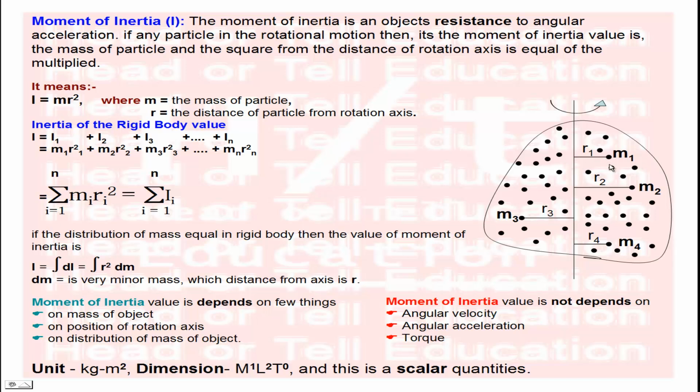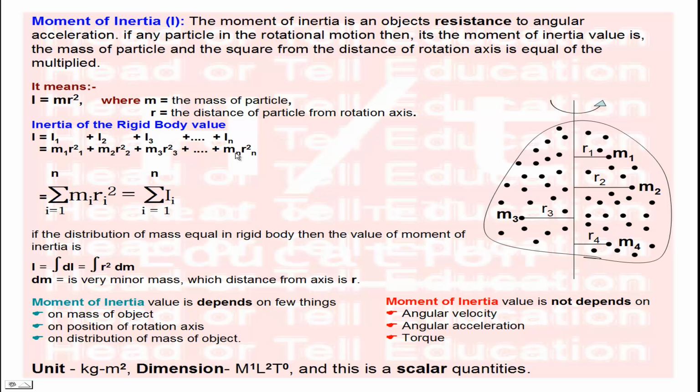Suppose this particle has mass m1 and distance from the axis r1. This is r2 and mass m2, this is r3, mass m3, and this is r4 and mass m4. So all have different distances and different masses. So the moment of inertia is I equals m multiplied by r square, where m is the mass of the particle and r is the distance of the particle from the axis.